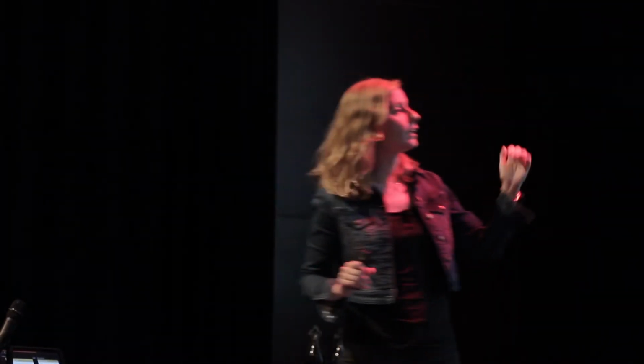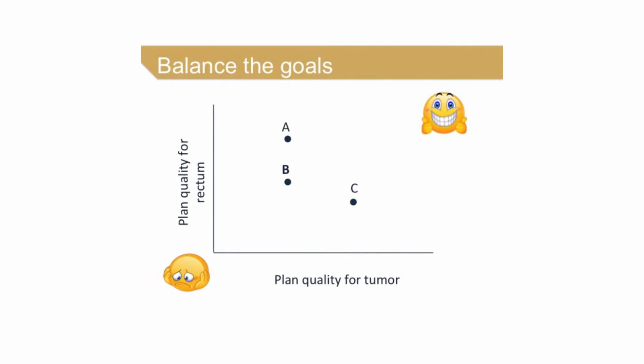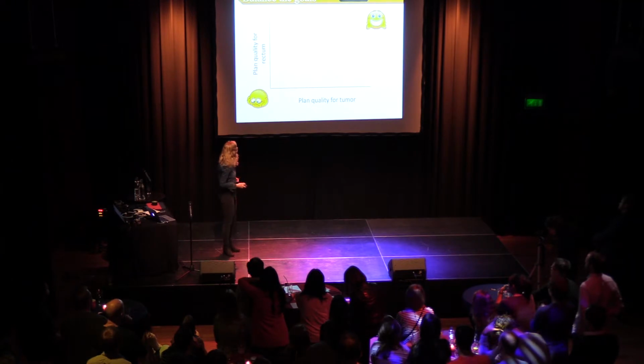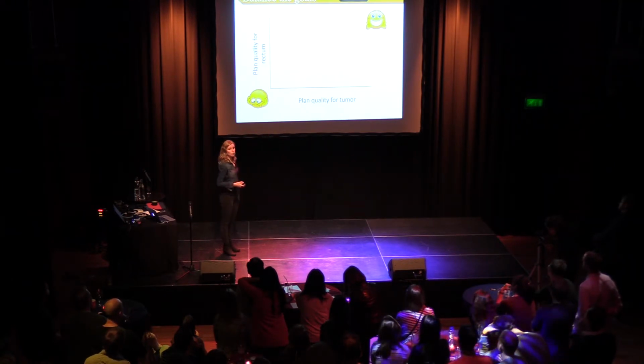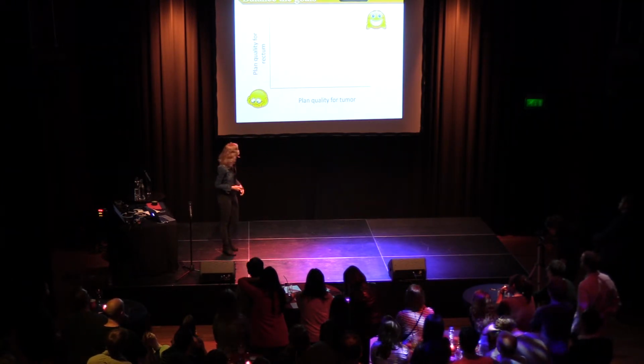Let's take a closer look at this trade-off in a graph. Here on the horizontal axis you see the plan quality for the tumor. So this is quality, not dose. And on the vertical axis you see plan quality for the rectum. And of course we want to achieve a high quality, so top right corner is good, bottom left is not good. Let's evaluate some plans, shall we? Here are 3 plans, plans A, B, and C. And I would like you to think a little bit about what plan or plans would be good.